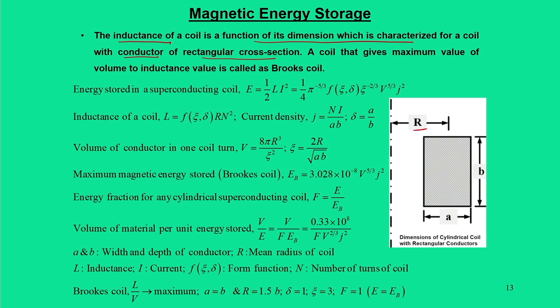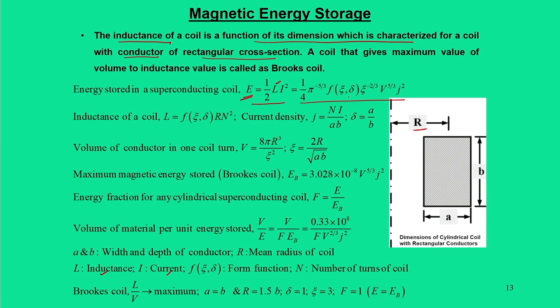The energy stored in a superconducting coil can be simply expressed as E equals half L I squared, where L stands for inductance and I stands for current. Now, for this kind of geometry, after some mathematical treatment, for superconducting situations the energy stored in the conductor can be expressed by this functional relation: 1 by 4 pi to the power minus 5 by 3, f of zeta and delta, V to the power 5 by 3, and J squared. Now, let us understand each term here.